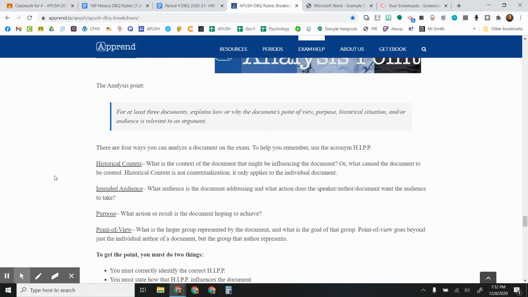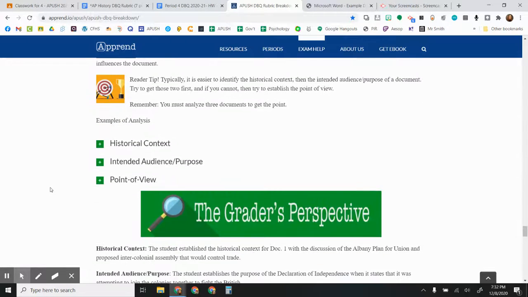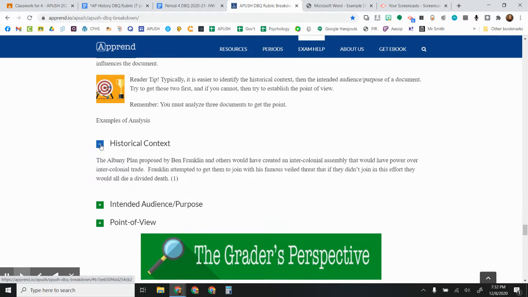Okay. If you get a chart that's showing trends in immigration, that's probably not going to have point of view, but it may have historical context or it may have purpose. Okay, so understand that not all 4 of these work for every single piece or every document that you see. Use the one that makes the most sense. Okay, and then as I mentioned before, here are some examples of historical context.